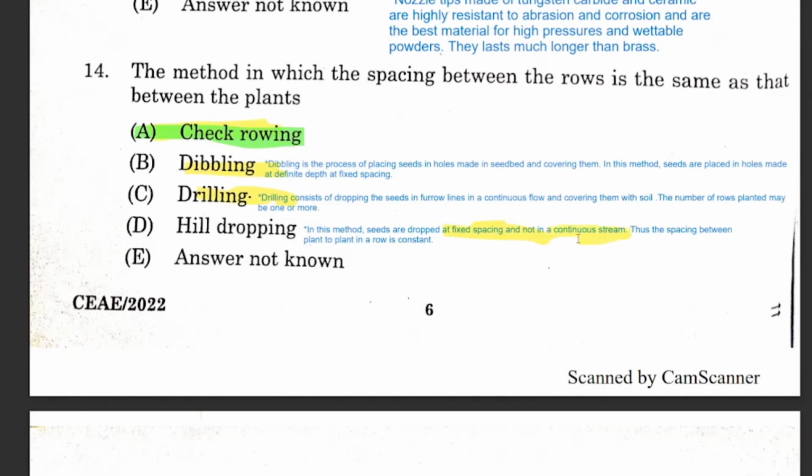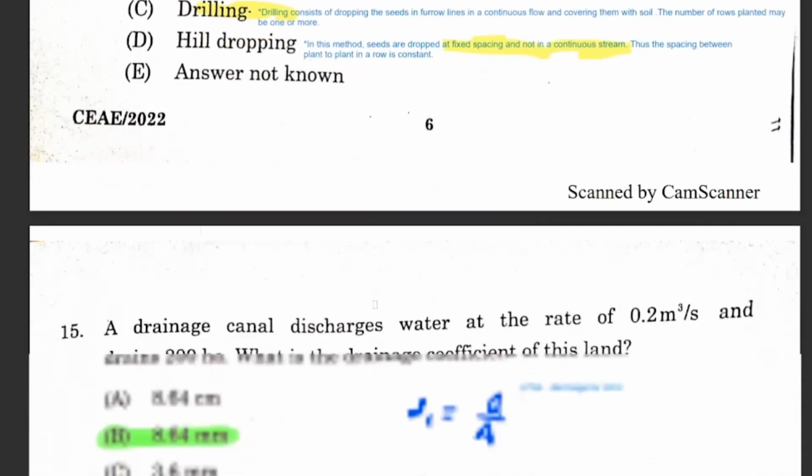So, in hill dropping, the dropping we will do, we will keep the spacing fixed and make a continuous stream flow. Thus, the spacing between the plant and plant to plant in row is constant.